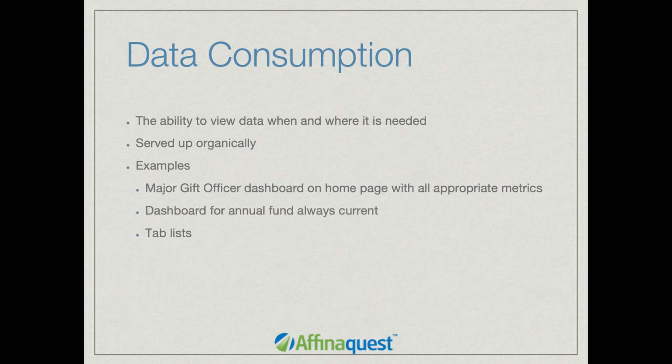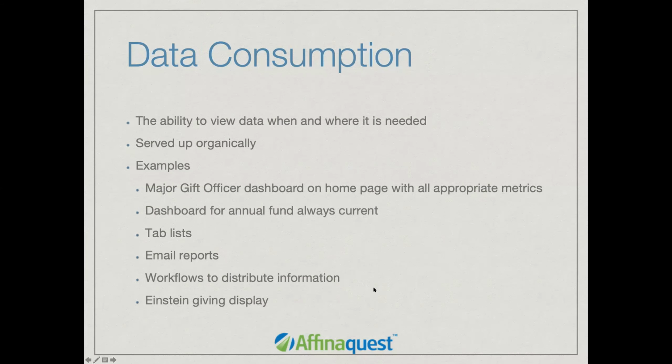We don't make much use of tab lists, but you know that you can go to a tab and actually create a list or a report there via filtering. Of course, you can have reports emailed to someone. You can also use workflows to distribute information. An example of that would be whenever somebody gives a gift of over $10,000, email the VP. And Einstein Giving. Let me show you this, because probably a lot of you haven't seen this.